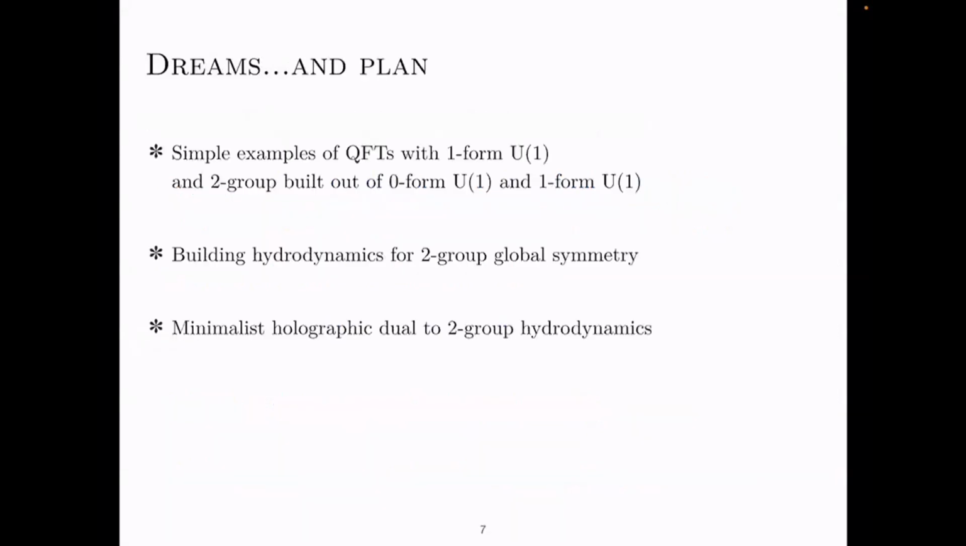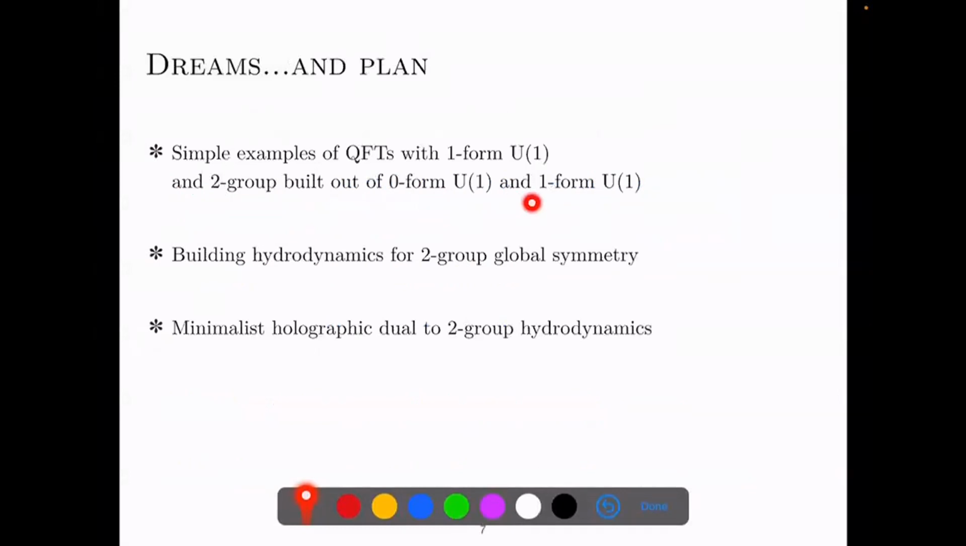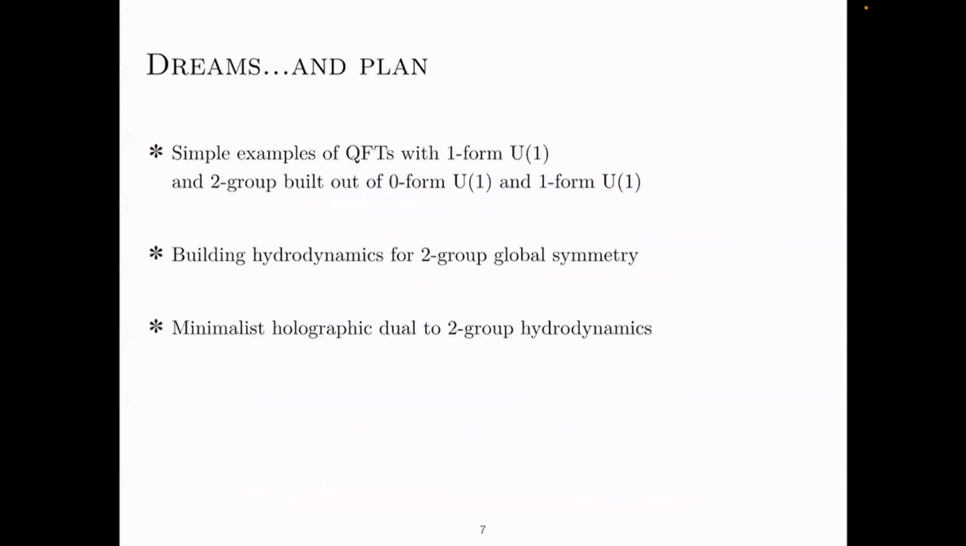Okay, so that was a dream, and here is the plan. I will tell you a simple example of a QFT with the one-form U1 symmetry, and how you make a two-group global symmetry built out of the zero-form U1 and the one-form U1. By zero-form, I mean the ordinary symmetry, and the one-form is the one that corresponds to line operators. Then I will tell you a cartoon version of how we build the hydrodynamics for the two-group global symmetry, and then a minimalist version of a holographic model that corresponds to these hydrodynamics.